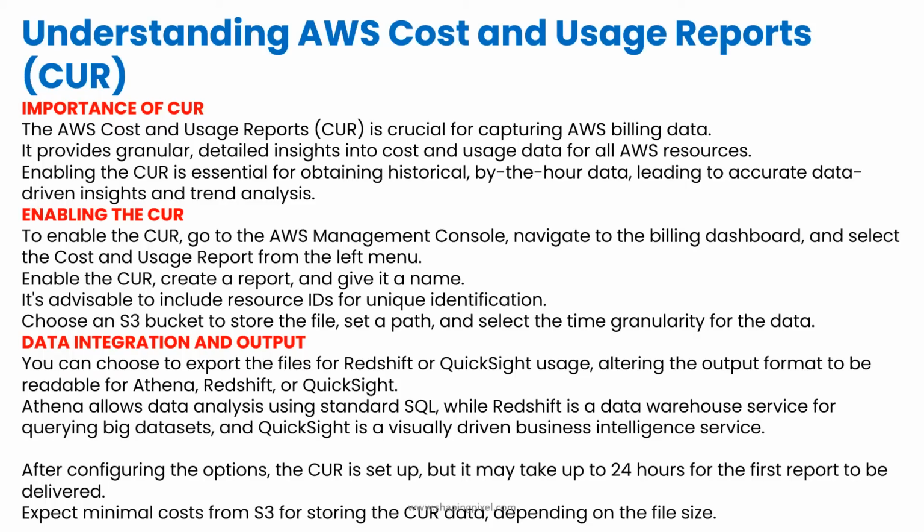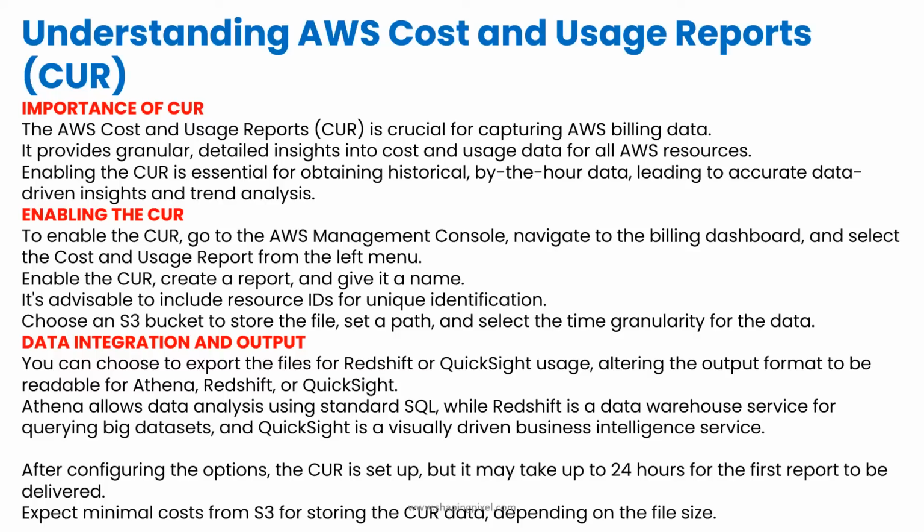Understanding AWS Cost and Usage Reports. The AWS Cost and Usage Reports, CUR, is crucial for capturing AWS billing data. It provides granular, detailed insights into cost and usage data for all AWS resources. Enabling the CUR is essential for obtaining historical, by-the-hour data, leading to accurate data-driven insights and trend analysis. To enable the CUR, go to the AWS Management Console, navigate to the Billing dashboard, and select Cost and Usage Reports from the left menu.